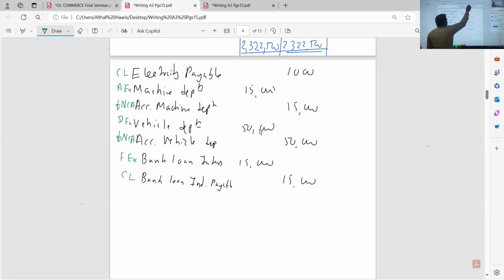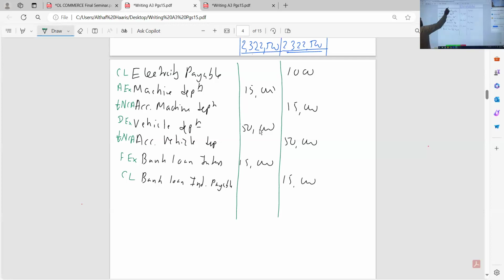Cool. Now using the trial balance figures, let's quickly prepare the income statement. Last 10 minutes.